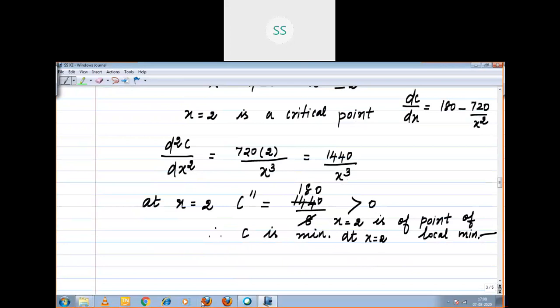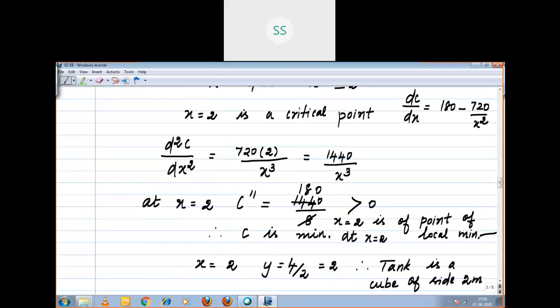Now we want to find the shape of the tank. Whether it is a cube of size 2 meter, that we are going to find. x is equal to 2. Then what is y? y is equal to 4 by 2, which is equal to 2. Therefore, the tank is a cube of side 2 meter, right, children?